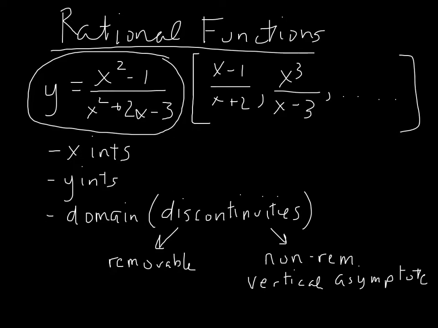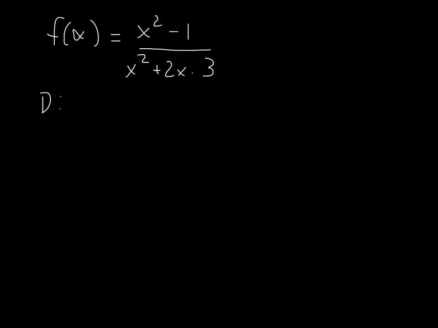Alright, so we're going to decide in the next slide what would be a removable discontinuity and a non-removable discontinuity. We'll also touch on x-intercepts and y-intercepts. So, as we move forward, f of x equals x squared minus 1 over x squared plus 2x minus 3. First off, let's talk about the domain. How do we find the domain?